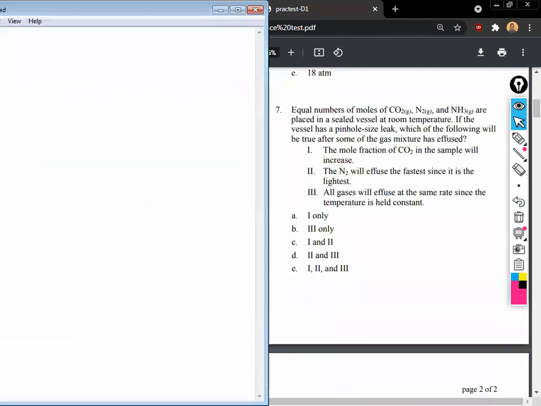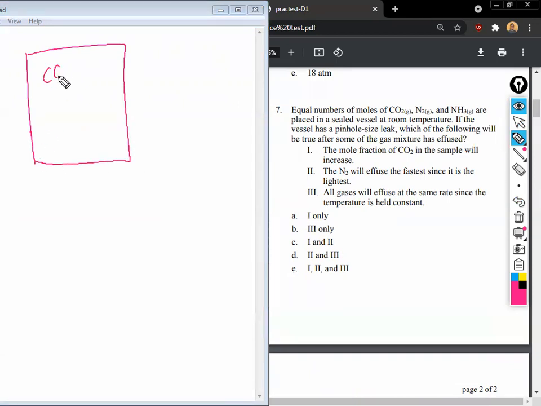All right, so number 7 says that equal numbers of moles of CO2, N2, and NH3 are placed in a sealed vessel at room temperature. I'm going to draw this real quick. I have a container, and inside of the container, I have CO2, N2, and NH3 gas, and it's at room temperature. If the vessel has a pinhole size leak, that means we have a little tiny leak. Pinhole just means small hole. It means the gases are probably going to flow out of there. It's very, very small.